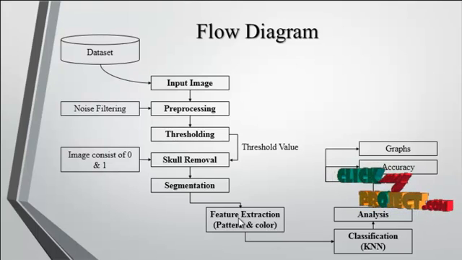Both the pattern and histogram features are extracted. Then we combine both the pattern and color features. After the concatenation of these two features, it is considered as a test feature. After generating the test feature, classification is carried out. The classification is carried out using KNN classification. KNN is abbreviated as K nearest neighbor.